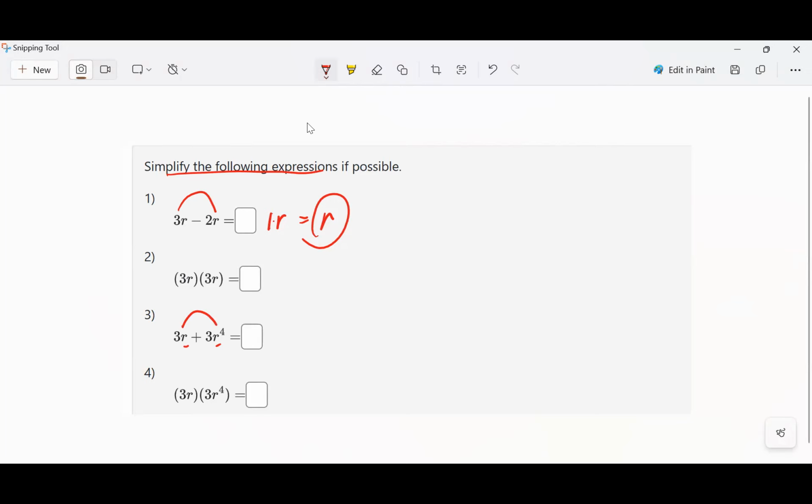So same variable, but the power are not the same. So you're just gonna leave it as is. 3r to the 4. There's nothing you can do. Yes, that's right. And then for the second one, do we multiply those two together? You multiply. Exactly. Okay. Thank you. Try that, right? Give it a shot.